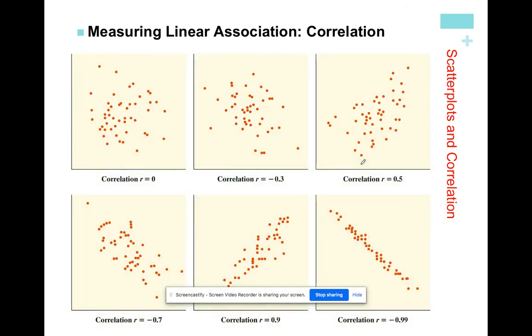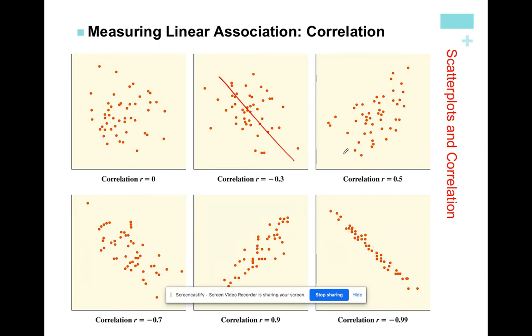So here are some examples of graphs, and you can just kind of see a correlation value of 0 here in the top left. Those points are fairly scattered all over the place. That would be a very weak linear relationship. Here in the top middle, they're starting to come a little closer together. Definitely a negative trend here, a decreasing trend, but still pretty weak, so -0.3.